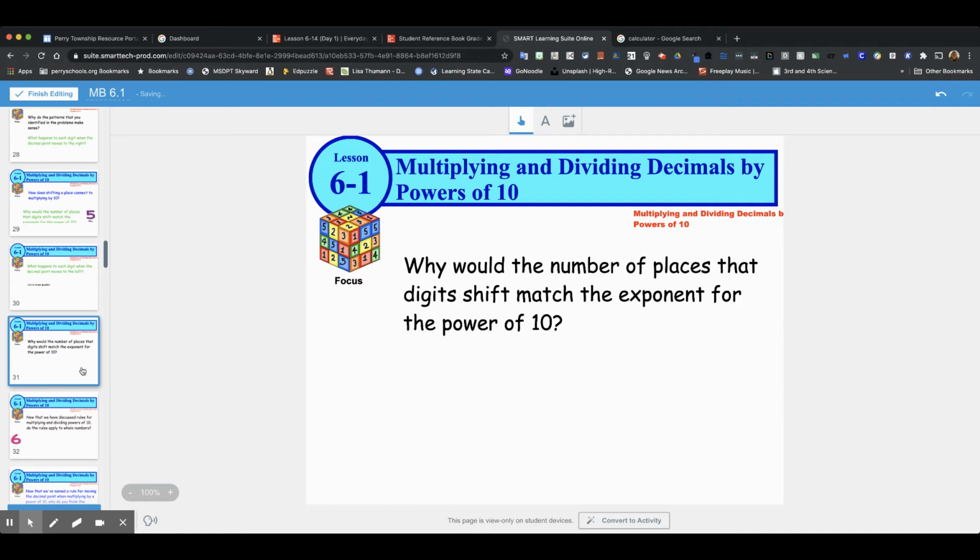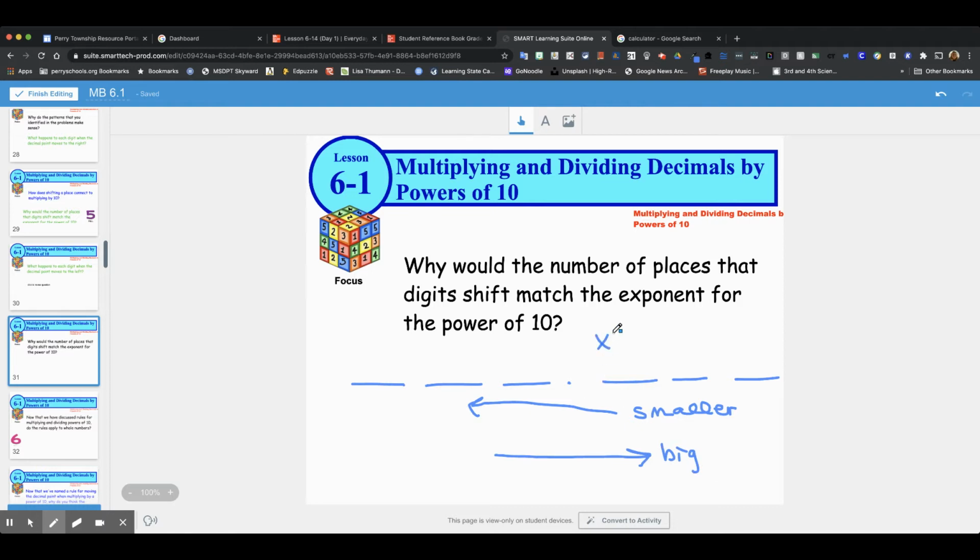So let's look at this question. Why would the number of places that digits shift match the exponent for a power of 10? Let's think about what we've talked about all school year. We are working in base 10 numbers. And we know that when we're looking at a place value chart, if we move that decimal to the left, we are getting smaller. And if we move the decimal to the right, our number is going to get bigger or larger. We know that if we are multiplying by 10, we move to the right. And if we are dividing by 10, we move to the left. It's also as that fraction there.